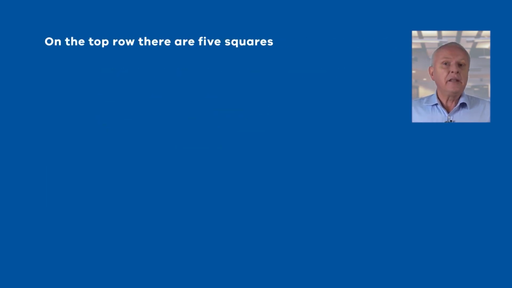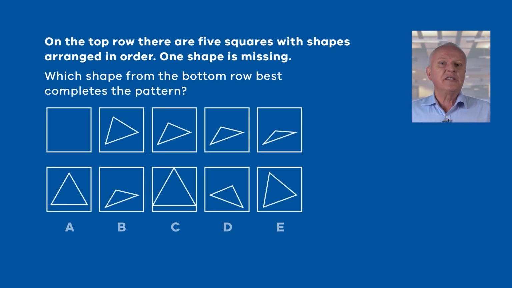In the next question, you need to select the option that fits into the blank box to complete the pattern. First, let's note details about the shapes and the pattern. Each of the boxes contains a triangle. Each of the triangles is tilted slightly to the left. The triangles are decreasing in height as we look from left to right.